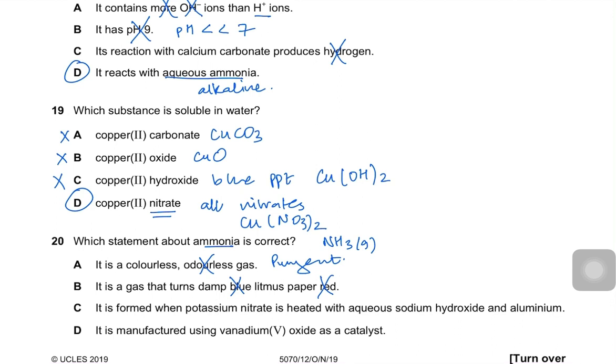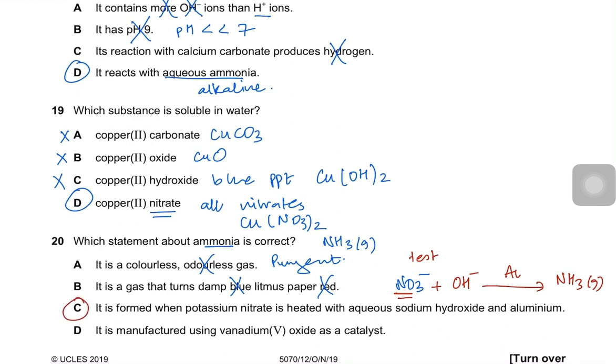It is formed when potassium nitrate is heated with aqueous sodium hydroxide and aluminium. That is very true. Because in the test for nitrates, when you add alkali and a piece of aluminium, you get ammonia gas and then you confirm it with litmus paper. So C is correct. It is manufactured using vanadium oxide. No, sorry. Vanadium(V) oxide is used as a catalyst in the sulfuric acid contact process. So that is wrong. So C for cat is the answer.